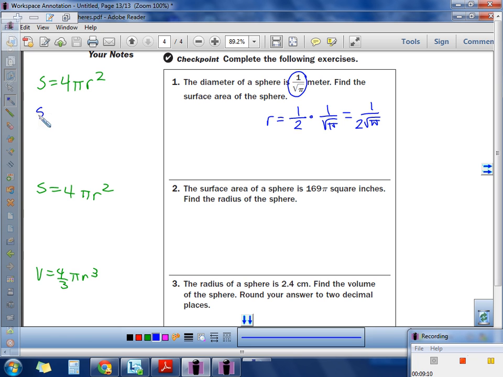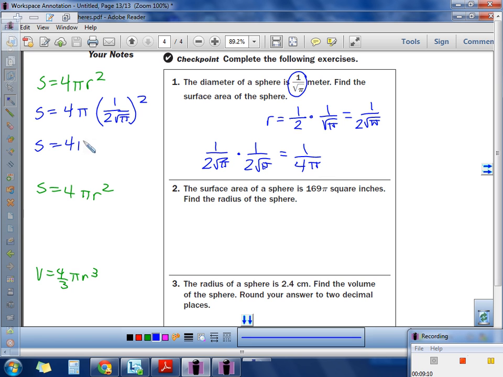So surface area equals 4 times pi times 1 over 2 radical pi, squared. So this one's kind of tricky for some people to type in, so be really careful. You could also simplify this by hand. Simplifying it by hand, that's like saying 1 over 2 radical pi times 1 over 2 radical pi. Once again, 1 times 1 is 1. 2 times 2 is 4. Radical pi times radical pi is just pi. You could have just replaced this piece right here with 1 over 4 pi.